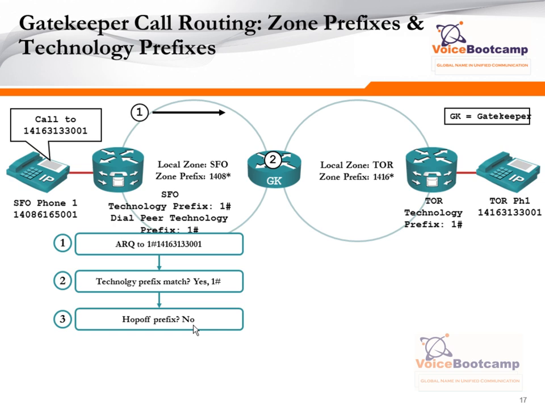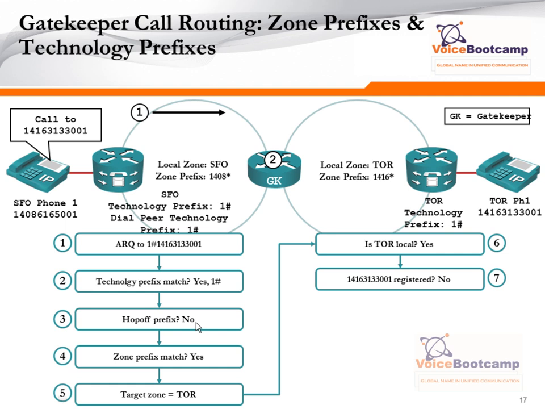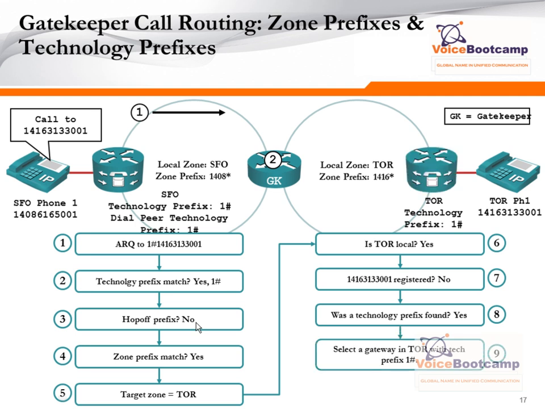You can configure the gatekeeper saying, if you receive a call with a tech prefix of 1 hash, send the calls to this gateway or this zone. So it's more like policy based routing. Zone prefix match, in this case yes it does, because 416 is a Toronto local zone. Is the number registered in this scenario? No, it's not registered. Was the technology prefix found? Yes. And the call will select that gateway because again the tech prefix was found and the zone prefix is directing the call to Toronto. Again, keep in mind, zone prefix is used when two gateways have the same tech prefix registered into the gatekeeper.